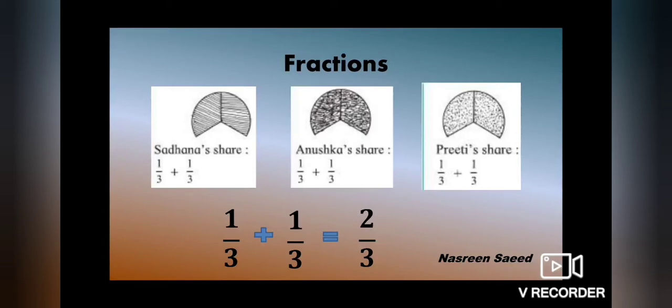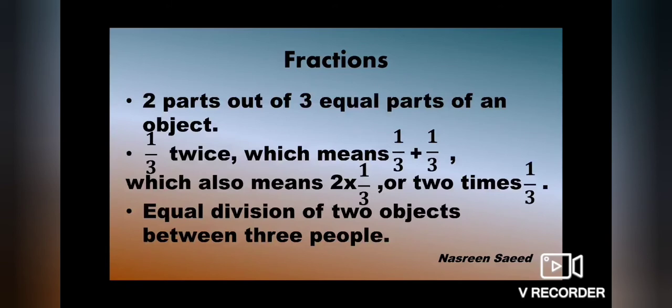What does this show? It means that 2/3 can be explained in 3 different ways. Like Amita का 2/3 था, then we saw Anushka, Sadhana and Preeti's 1/3 plus 1/3, वो भी 2/3 था. So it shows that it can be explained in 3 different ways. Come on, let us see the 3 different ways.